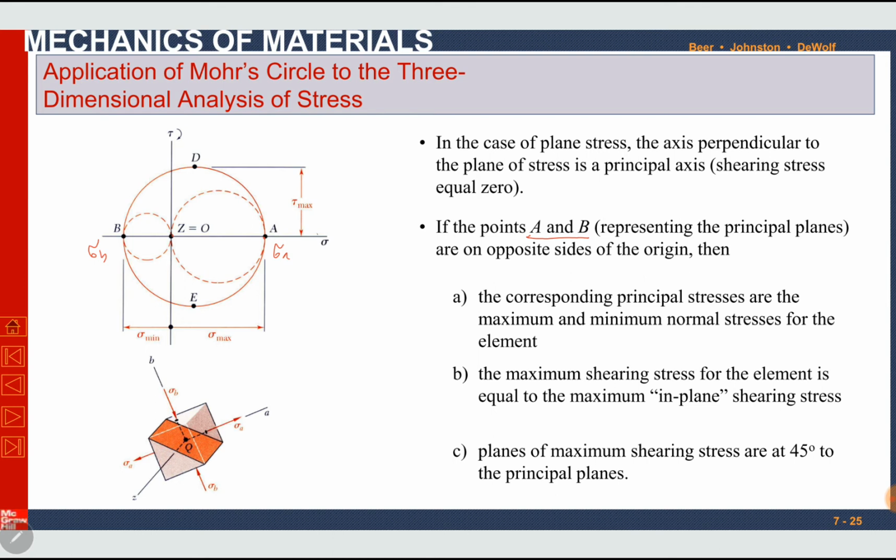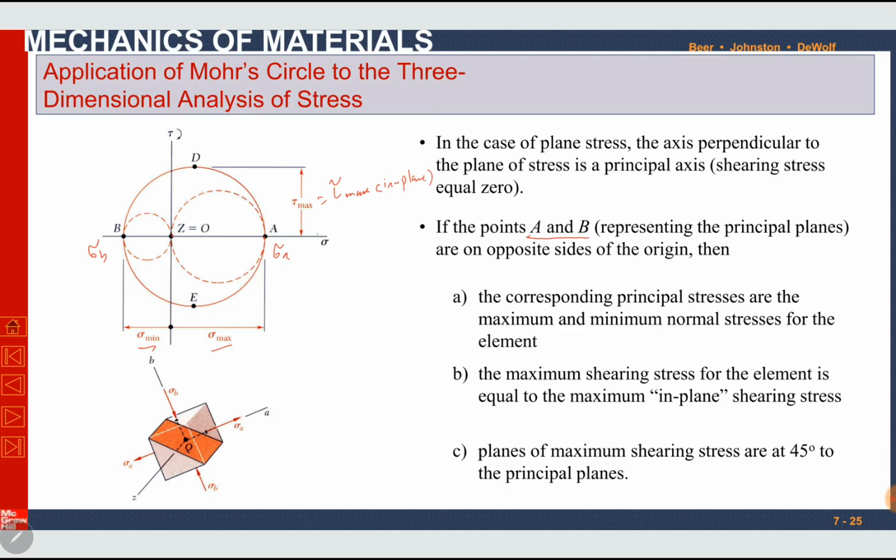In this case, sigma A is maximum, sigma B is minimum, and tau maximum is the radius of the outer circle. So this tau maximum is also tau maximum in plane.